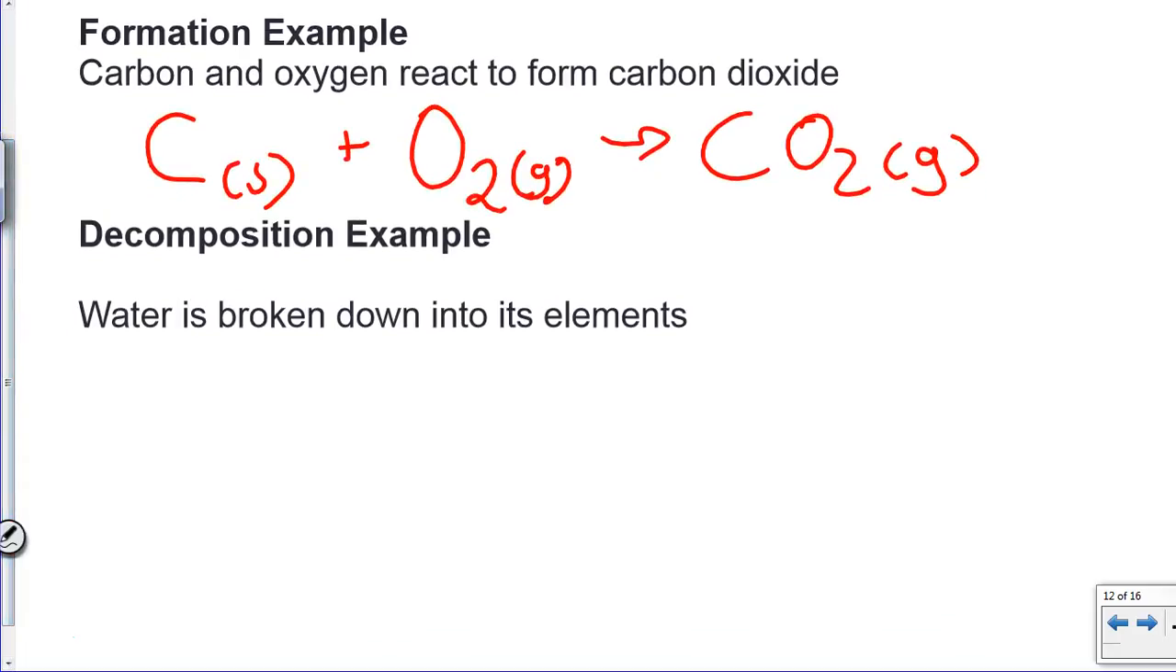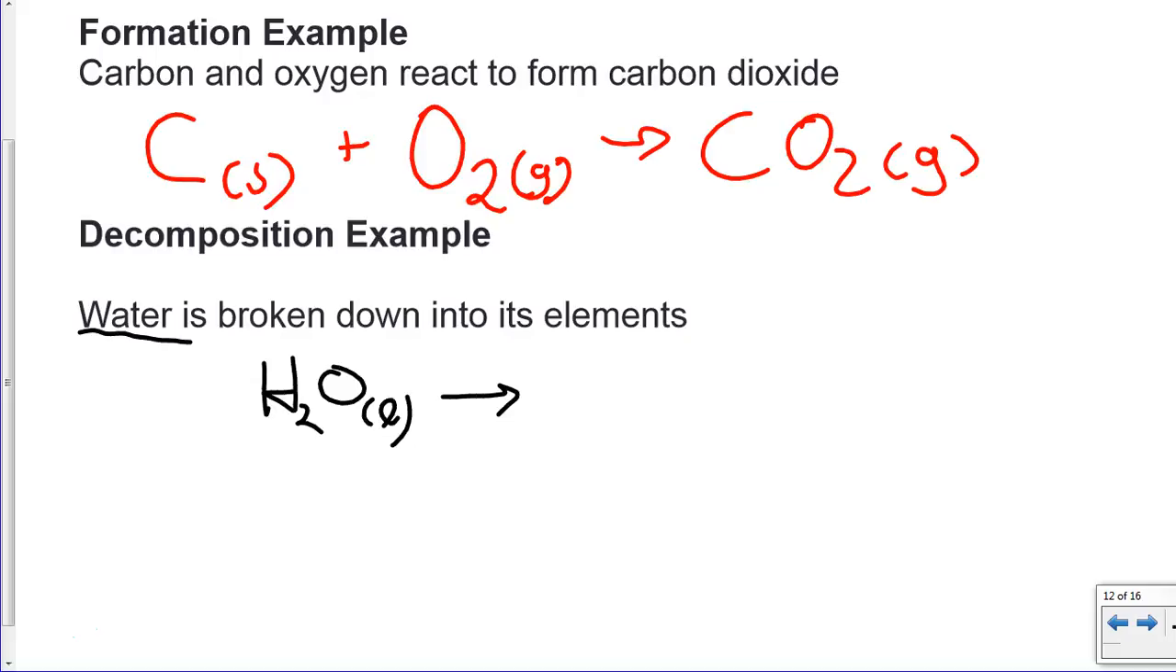Now if we take a look at this decomposition example, we have water. We all know the wonderful chemical formula for water is H2O. What we're going to see is this in the liquid phase. Now it's going to break down into its elements. But Mr. Regnier, it didn't tell you what the elements are. Oh no, what are we going to do? We just have to look at what's in the compound. We obviously know that it's hydrogen and oxygen, so we break it down into those separate elements.